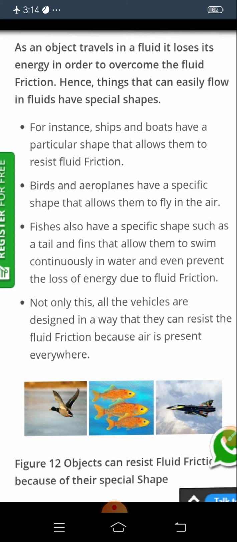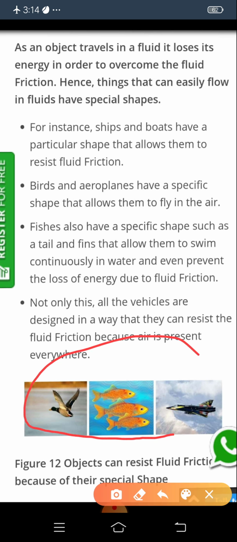And not only this, all the vehicles are designed in a way that they are examples of fluid friction, because air is present everywhere. As you know, air is present everywhere. That's why all the vehicles are designed in a way that they are examples of fluid friction. So these are the objects, and because of their shapes.